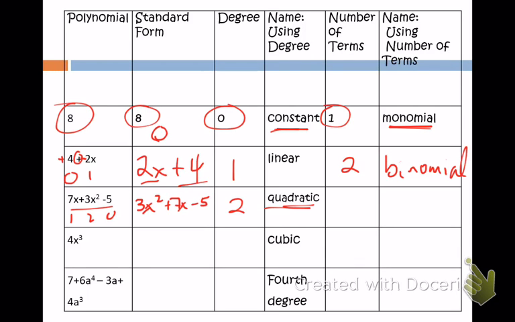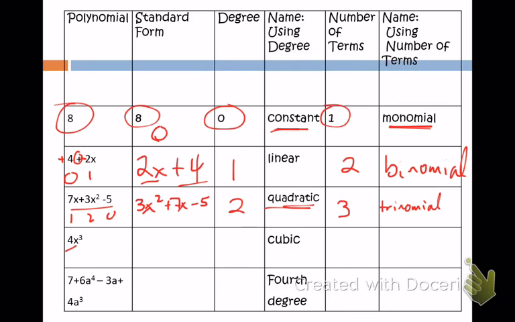It's called a quadratic. Now there are 3 terms, and when a polynomial has 3 terms, we call it a trinomial. And we'll be doing lots of things with binomials and trinomials and those kinds of things. So we have to understand those terminologies.